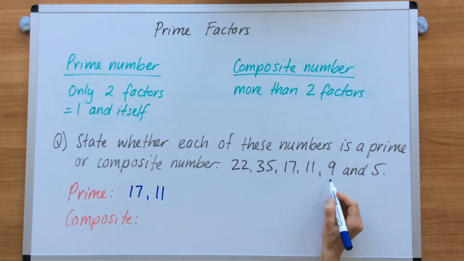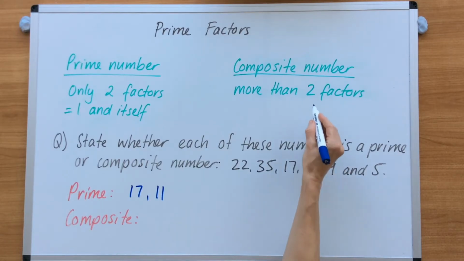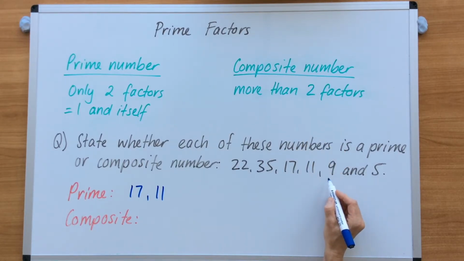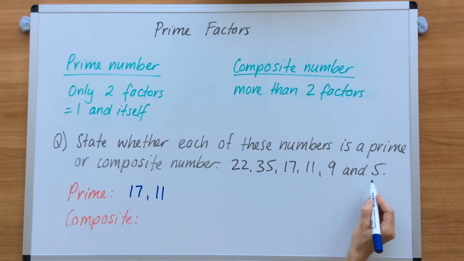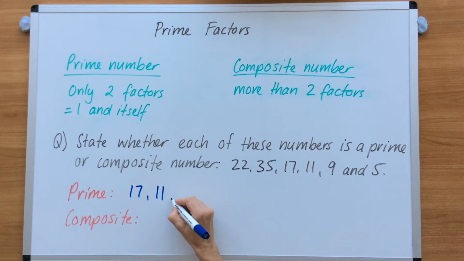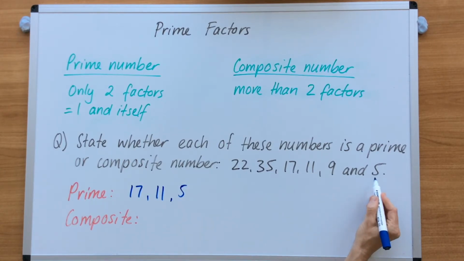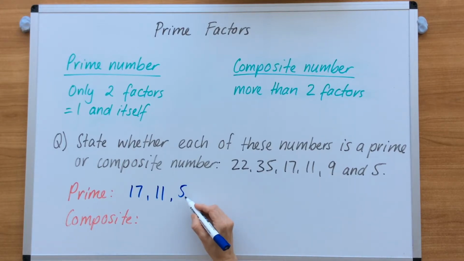When we move on to 9, well, I know that 3 times 3 equals 9, and that means that not only does it have 3 times 3, but 1 times 9. That's more than 2 factors. That can't happen. That's definitely not a prime number. And last but not least, 5. Well, poor old 5 just has 1 and itself as well. No other number divides evenly into it, therefore it is a prime number.